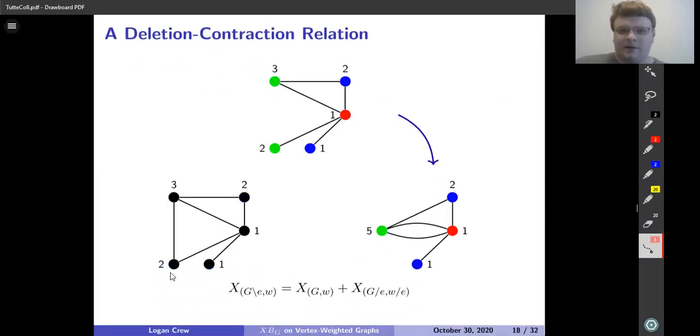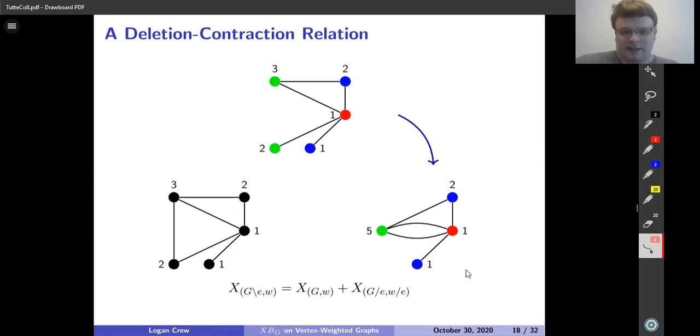Coming down here, what happens to the colorings that give those endpoints the same color? Well, when we contract them, we add the weights. So in this one, we have an x2 to the 5th in our monomial. And here we keep the same color and we still get an x2 to the 5th. That's the part that we needed to make this deletion contraction relation work. And so this proof is really just the same as for the chromatic polynomial.